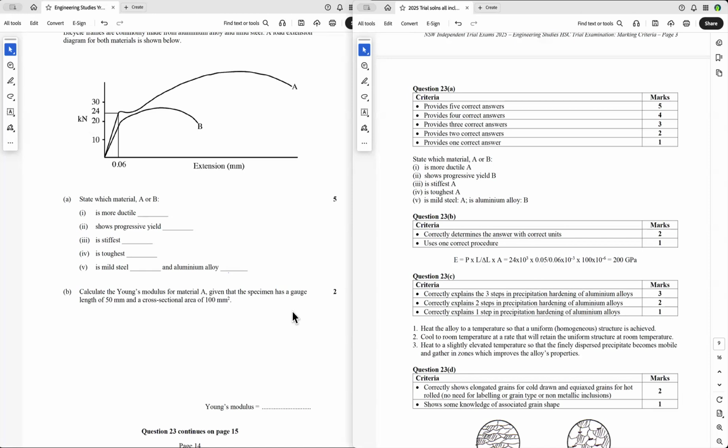You can look up here and you see what delta L is. This is how far it extended because we're using this. So it's 0.06 there, times 10 to the minus 3. You've got to make sure that you convert it to meters. Multiplied by 100 times 10 to the minus 6, because the cross-sectional area is 100, and you've got to multiply it by 10 to the minus 6. And you get 200 gigapascals, which is quite common for mild steel.